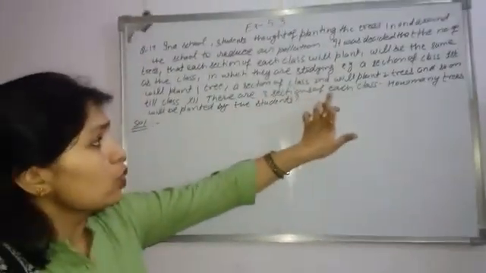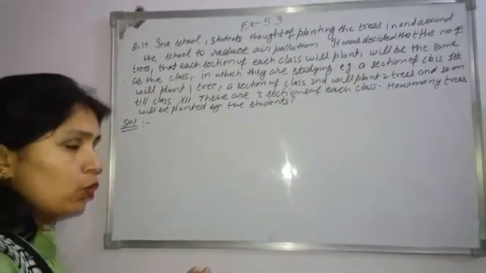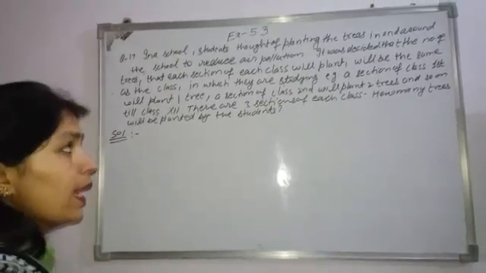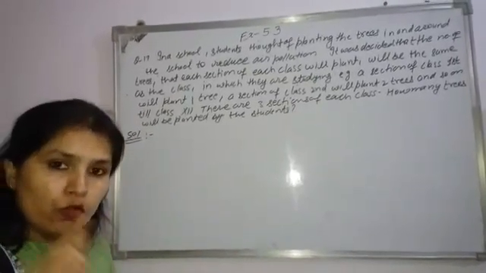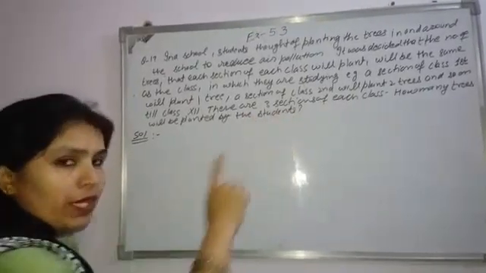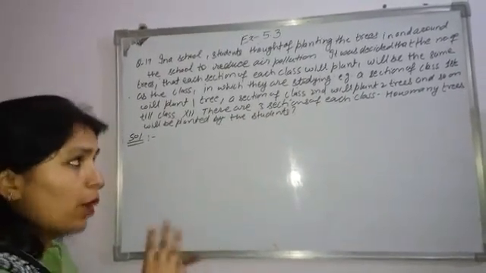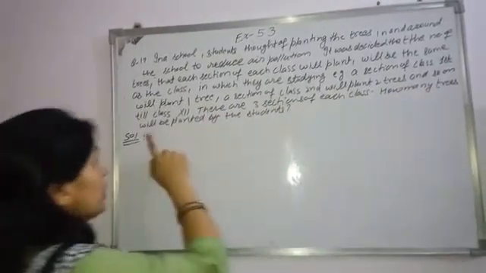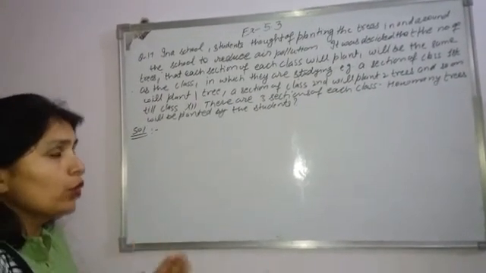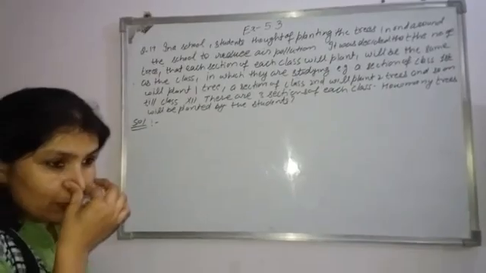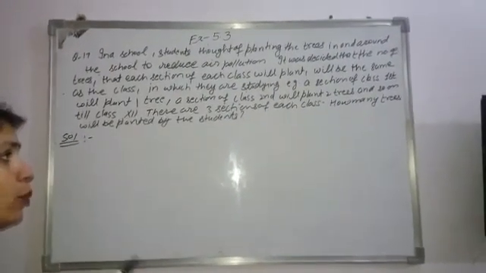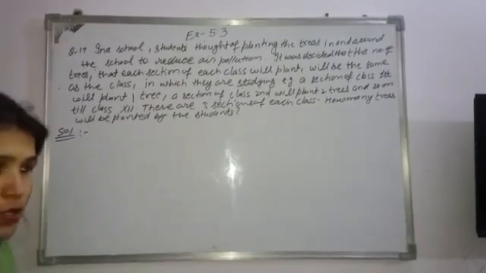There are 3 sections of each class, and classes go from 1 to 12. How many total classes do we have? 12 total classes. In first class we have 3 sections, in second class again we have 3 sections, up to 12. In all the classes we have 3 sections. So how many trees will be planted by the students? We want to find out how many total plants will be planted by the students. Now first check how many sections and how many classes we have.